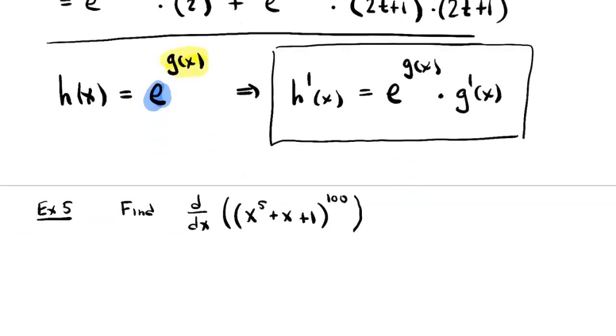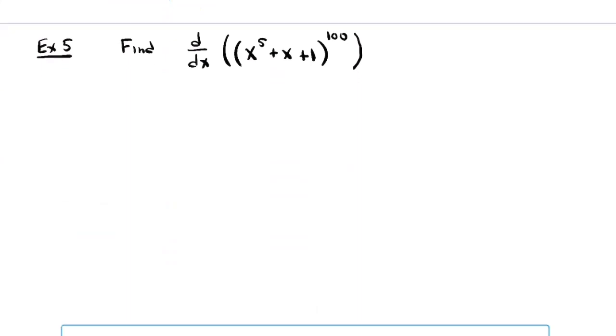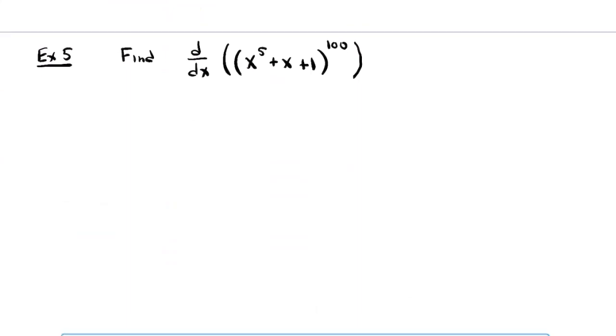Okay, good. Let's try this one. What's the inside function here? I didn't give the function a name, but what would be the first thing you would do to the x if you were starting to process this? The first thing you would do if I handed you a specific value of x is compute the value of x to the 5th plus x plus 1. Then you would take the 100th power of that. So the outside function is the 100th power. The inside function is that 5th degree polynomial.